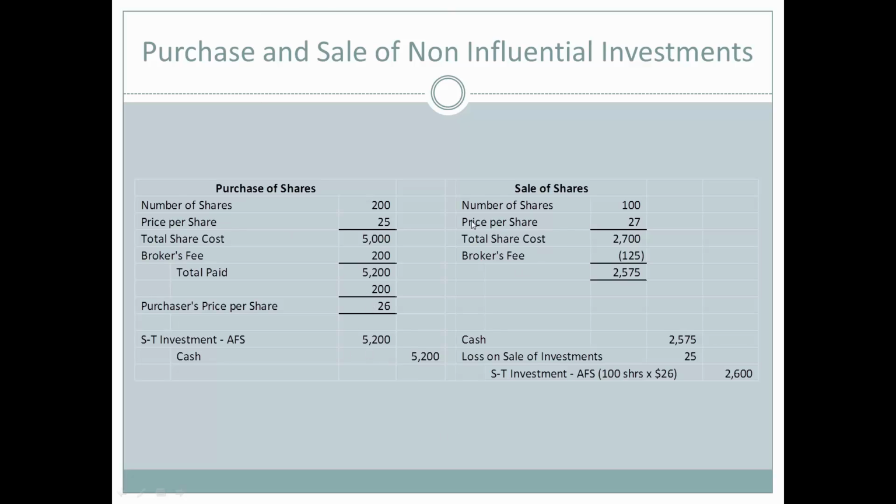And so normally you would think, well, if I got $27 per share and I was carrying it on my books at $26 per share, certainly I have a gain. Well, actually, you don't, because you have to take into consideration the fact that you're paying out the broker's fee and you're getting a net amount. So you're not getting $27 per share, because they're going to take out the broker's fee before they give you your money. And so now you're only going to get $2,575. You're carrying these 100 shares on your books at $26 per share, so $2,600, and there's actually going to be a loss on the sale of the investment.